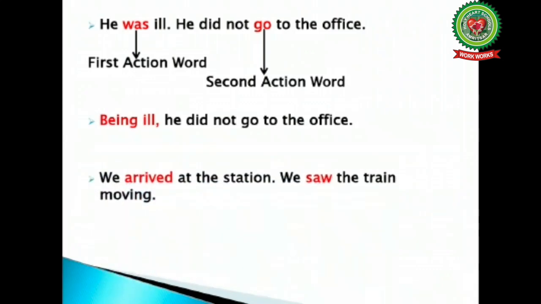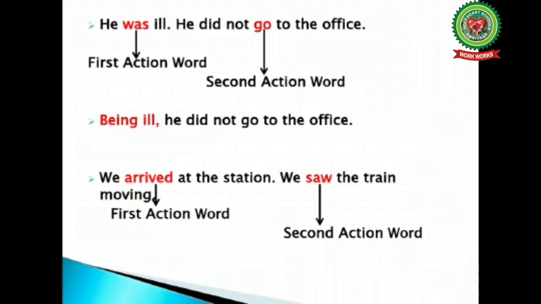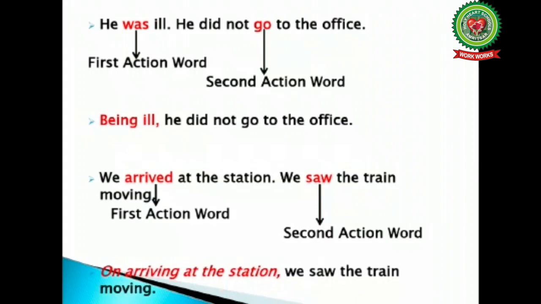We arrived at the station. We saw the train moving. Arrived is the first action word. Saw is the second action word. We will take the first action word and change it into present participle form. So arrived becomes arriving. Sometimes children, keep in mind with participles we can use prepositions. So our answer will be on arriving at the station we saw the train moving.